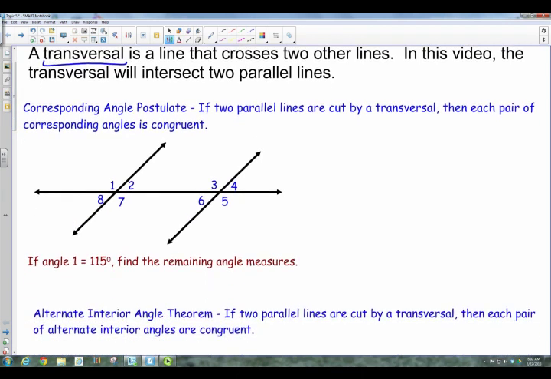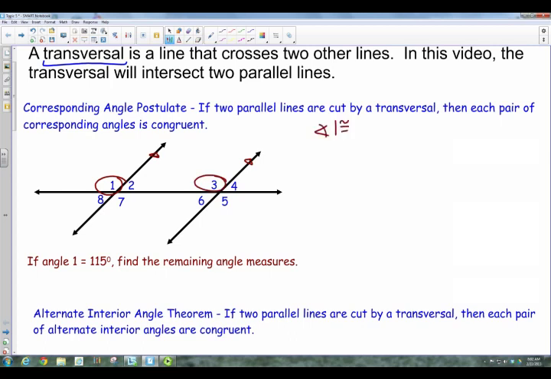Now the first postulate we're going to look at is what's called the corresponding angle postulate. What that says is if two parallel lines are cut by a transversal, then each pair of corresponding angles is congruent. What that means is these two here are your parallel lines, and this line crosses the middle. Corresponding means right here you have a group of four, and we'll take one for example. Over on the right hand side you have another group of four. You find the ones that are in the exact same spot, like angle 3, and those are congruent.